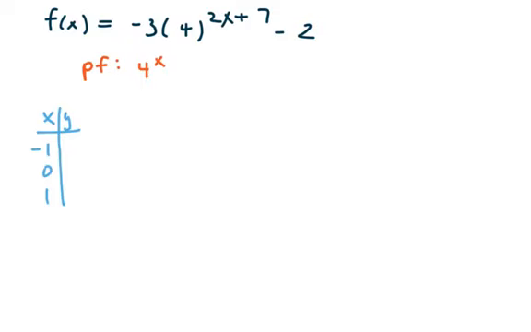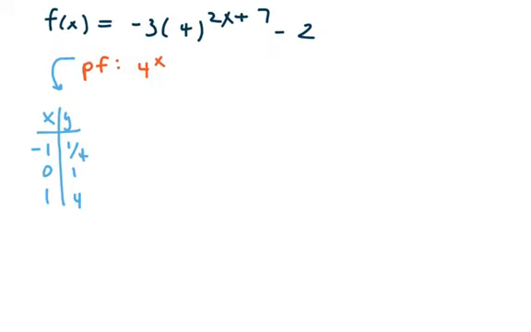When I plug in -1, 4 to the -1 is 1/4. 4 to the 1 is 4. Well, we're doing 4 to the 0. 4 to the 0 is 1. 4 to the 1 is 4. So that's my parent function points. If I wanted to graph 4 to the x, I would plot those points. But that's not what I'm trying to graph here. I'm trying to graph all these transformations. So let's take a look at what they are algebraically.